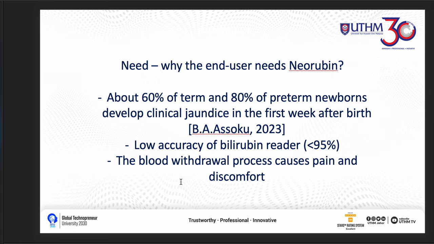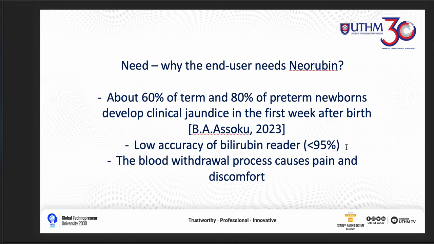Okay, now let's analyze NABC for the NeuroBeam case study. Let's start with need. Why does the end user need NeuroBeam? So, to support the problem statement and the needs of this NeuroBeam, I choose to combine quantitative with qualitative statements. The first quantitative statement that I chose here is, I cite from a reference written by B.A. Asoku, 2023, where about 60% of term and 80% of preterm newborns develop clinical jaundice in the first week after birth. Right? So there is a value here, there is a number. So this is a quantitative type of data, and this data supports the needs. The problem is about 60% of term and 80% of preterm newborns develop jaundice. So that is the main problem.